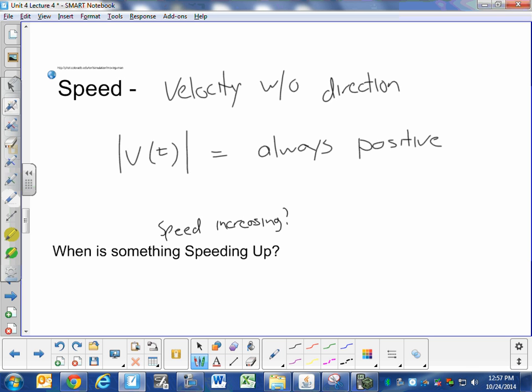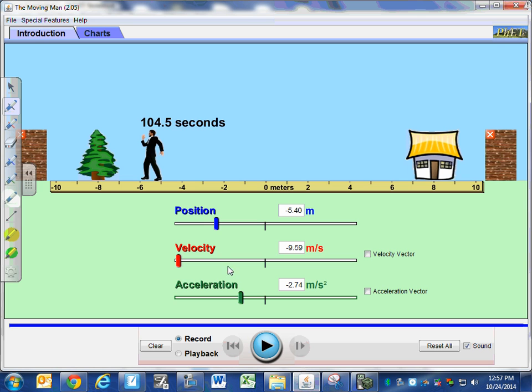You would think that if I have a positive acceleration, I must be speeding up. Well, have we seen this guy before? Good. I love this guy. Here I have a positive acceleration, but he has a negative velocity. Is he speeding up or slowing down?